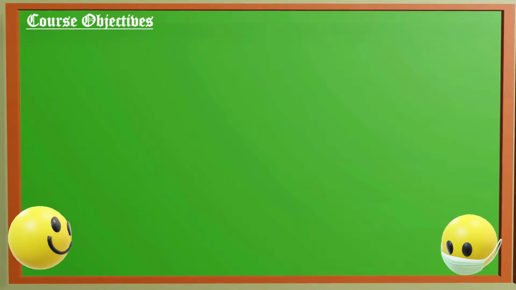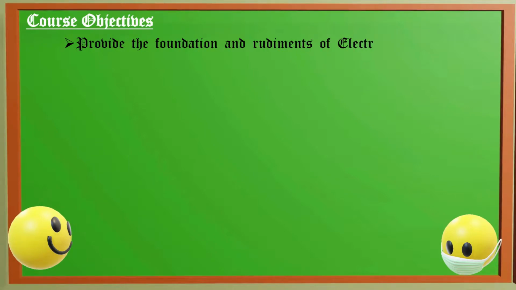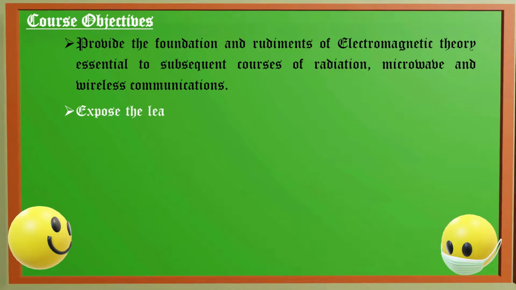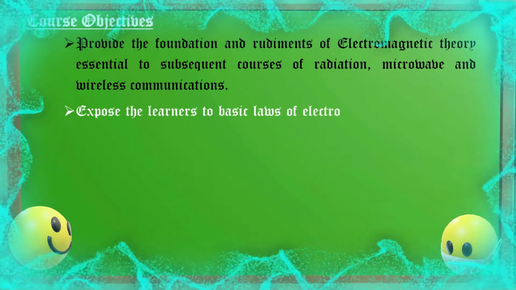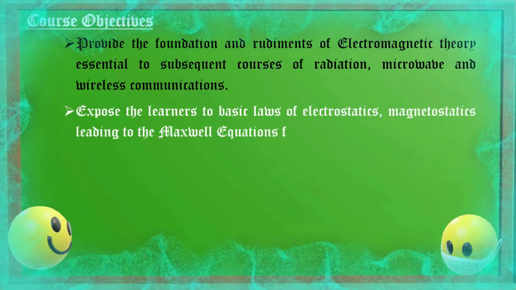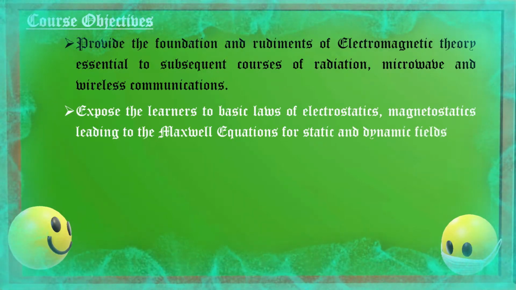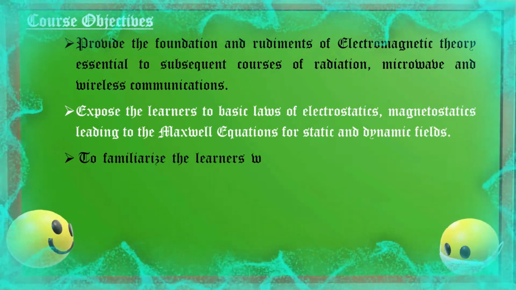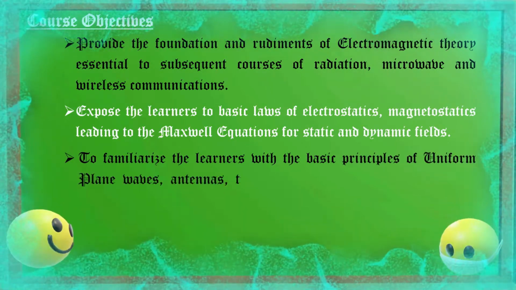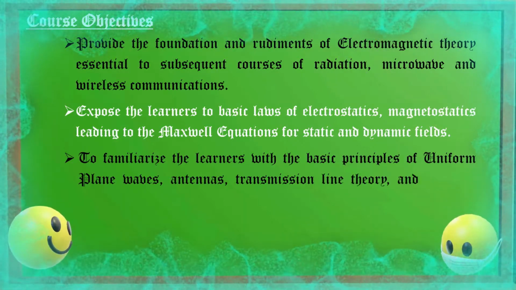The first objective of this course is to provide the necessary background of electromagnetic fields to the learners, which will be useful for studying advanced subjects such as antennas, microwaves, and wireless communication. The second goal of this course is to expose learners to the laws of electrostatics and magnetostatics, which will lead to understanding Maxwell's equations for static and dynamic fields. This course will also familiarize the learners with the principles of uniform plane waves, antennas, transmission lines, and wireless communication.